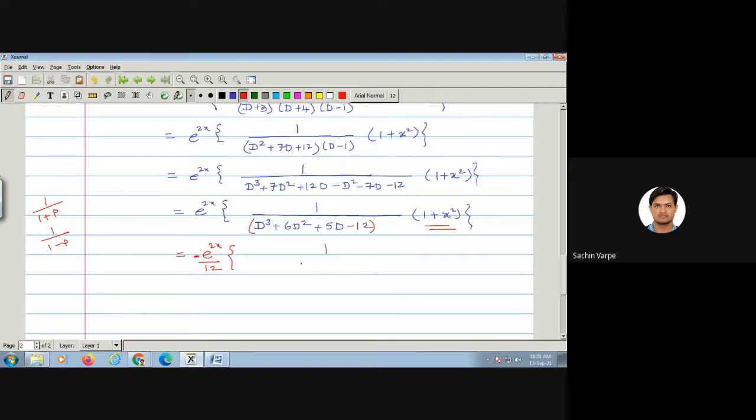So what will be inside? This will be plus here, so I'm writing 1 minus D cube plus 6D square plus 5D upon 12, and that is operated on 1 plus x square. Is this okay? Just a minute. Just proceed with these calculations.